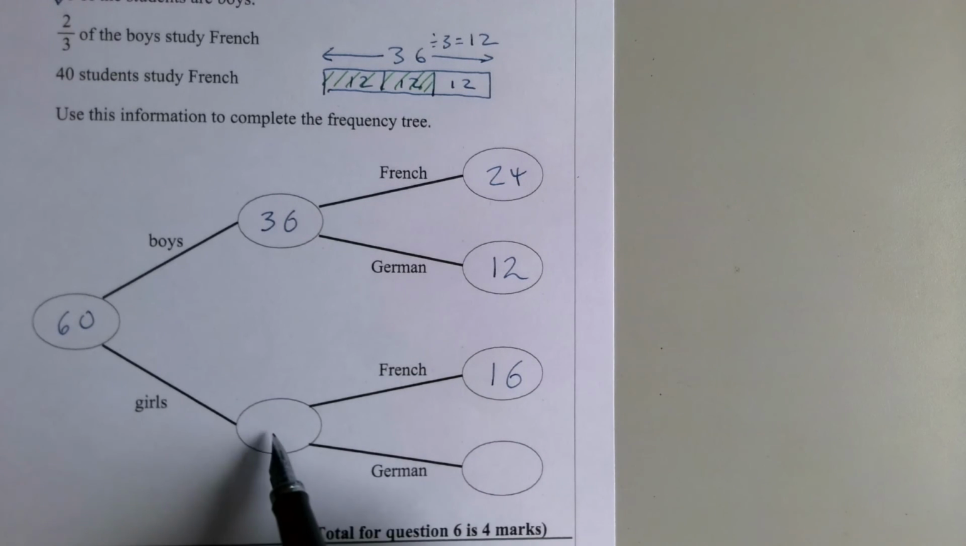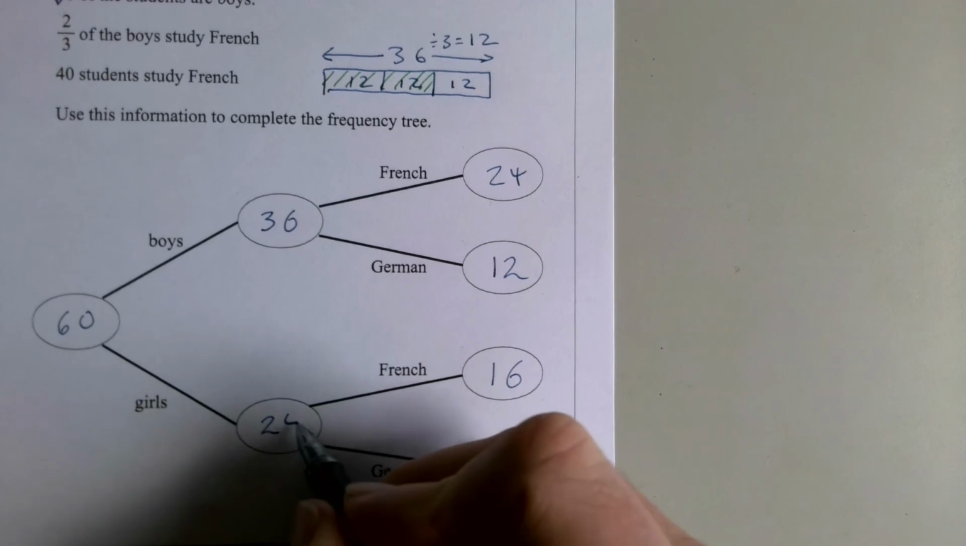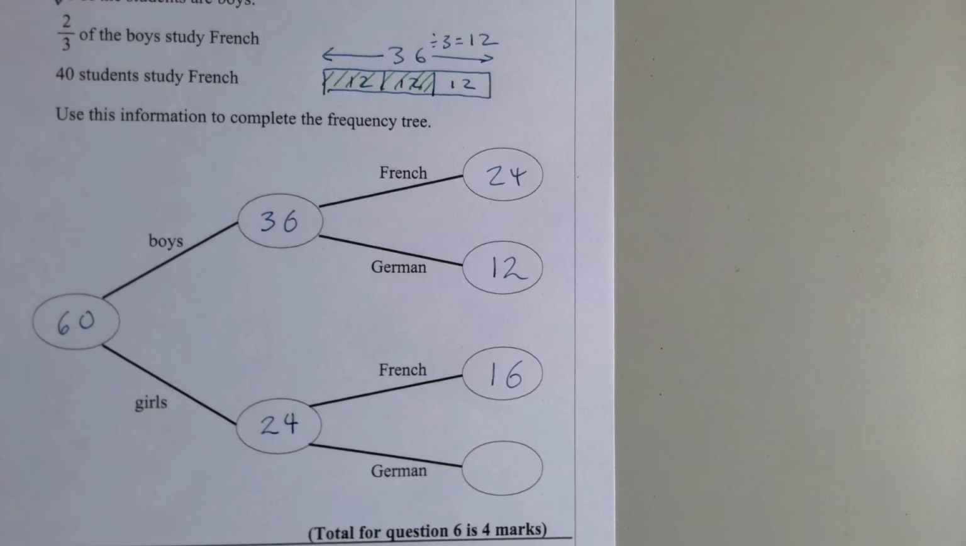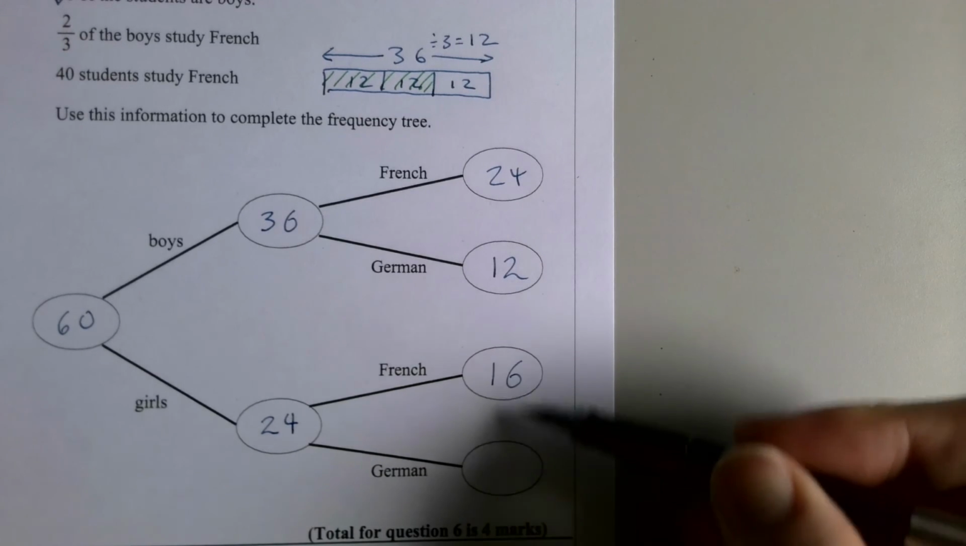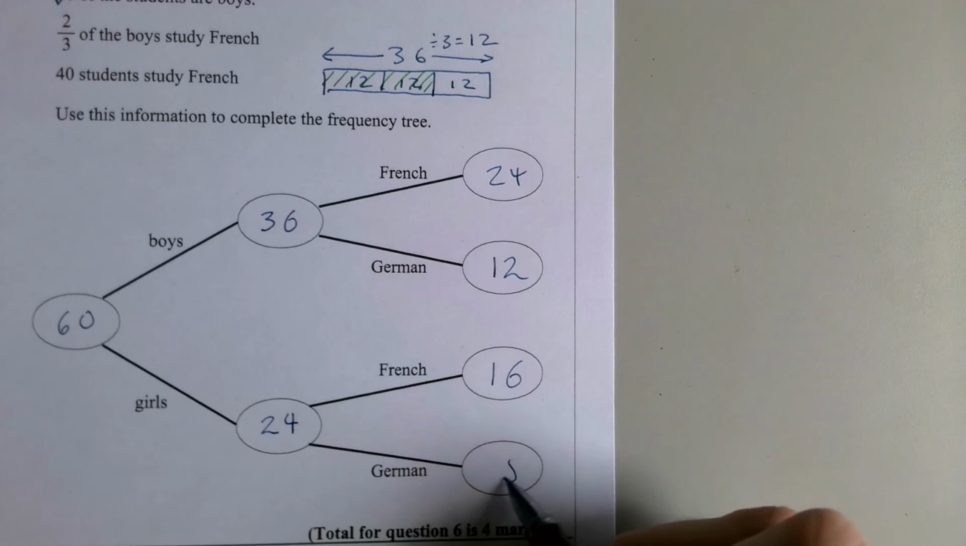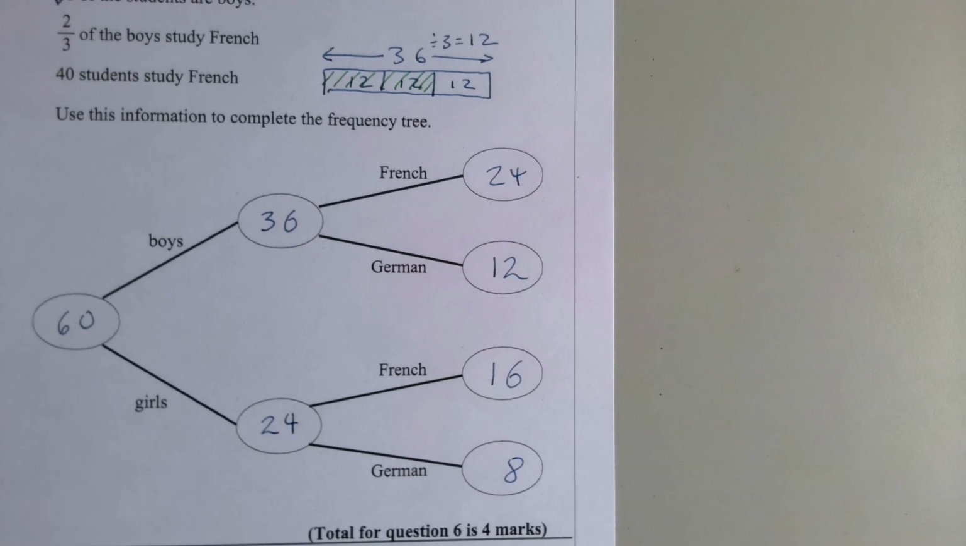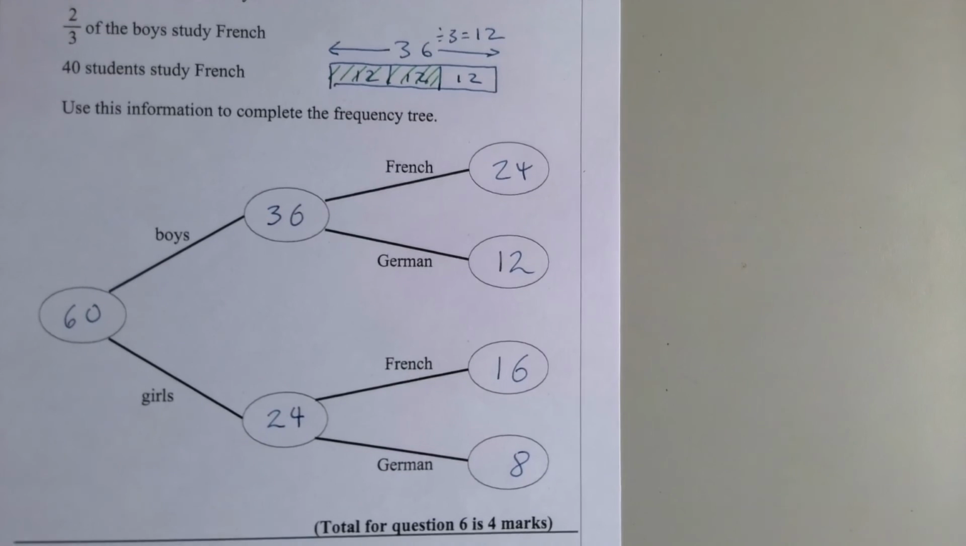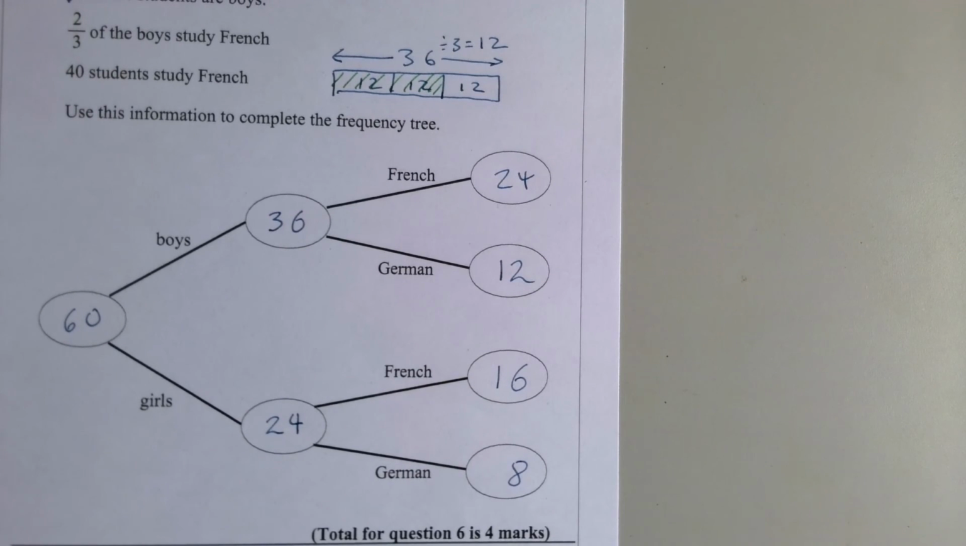Now, how do we know how many girls? Well, if there are 36 boys, if it was equal, it would be 30 and 30, wouldn't it? But we've got 6 more boys than that, so there's going to be 6 less than 30, 24 girls. And now these two numbers need to add up to make 24, don't they? And 16 add 8 makes 24. And there's no follow-up question on that one. That is all of it.